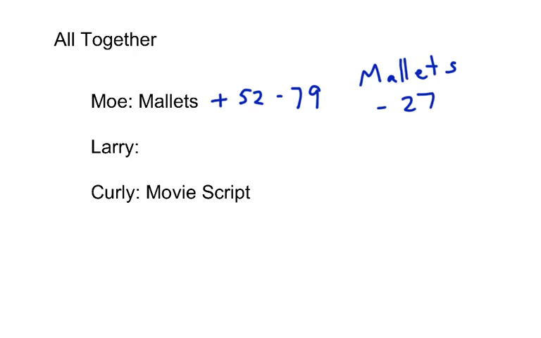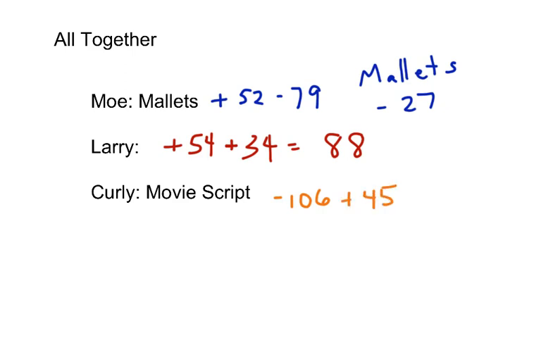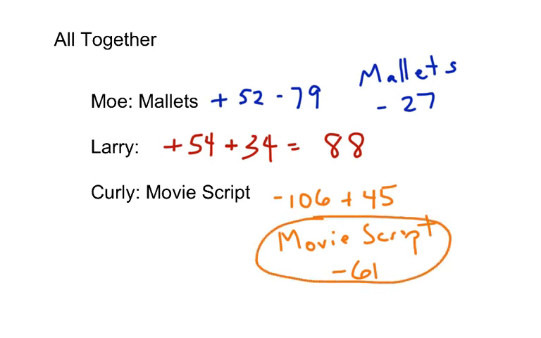If we look at Larry, Larry's is pretty simple. Larry got $54 for the movie script. He got another $34 for the mallets. And so if we put those together, Larry came out with $88. And then if we look at Curly, he got the movie script. That movie script cost him $106, and then he got $45 back for the collection of mallets. So altogether, Curly got the movie script, and he had to pay $61.